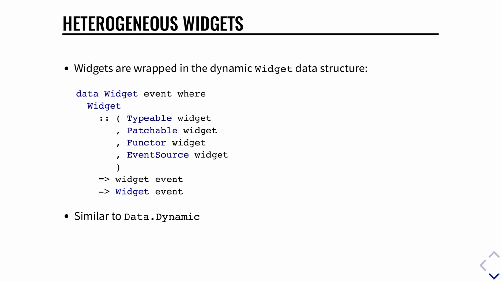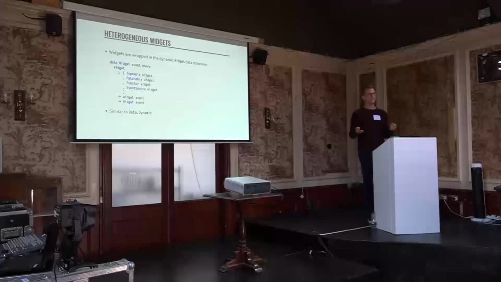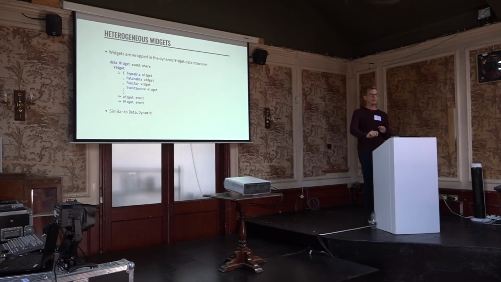So this is a particular thing that if you want to use something like Dynamic, but you need to carry more constraints, you can use your own gadget. This is a gadget, by the way, like this too. So we carry any widget that has instances for these things like Typeable, Patchable, Functor, and EventSource. And then we get back a widget where the type doesn't really reflect what the inner widget's type is.